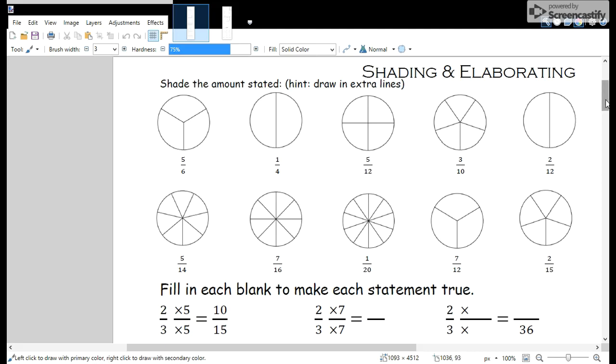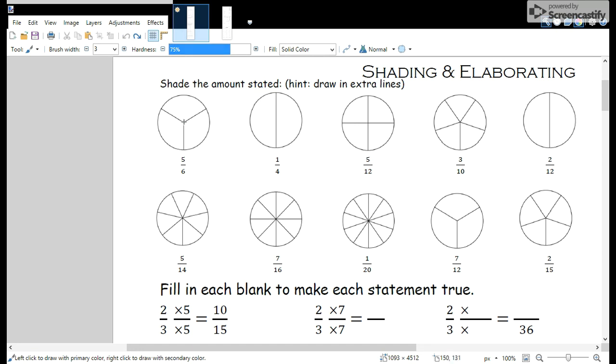This is the fractions packet part 3, shading and elaborating. Shade the amount stated. Heck, you'll have to draw extra lines. So we have 5/6, but there's only 3 parts here. So we have to make 6 parts.